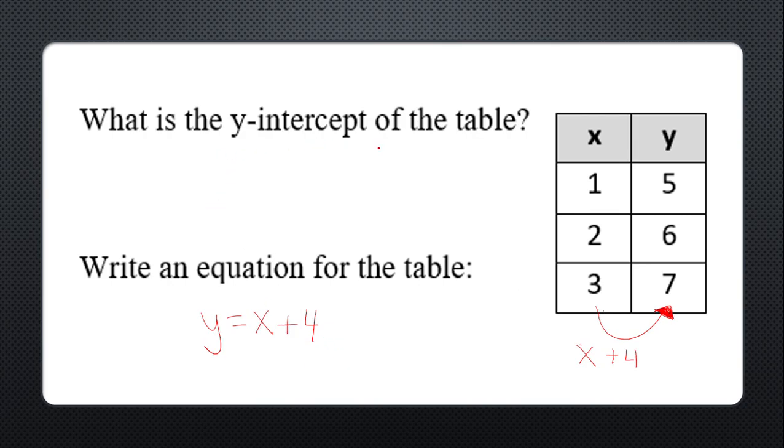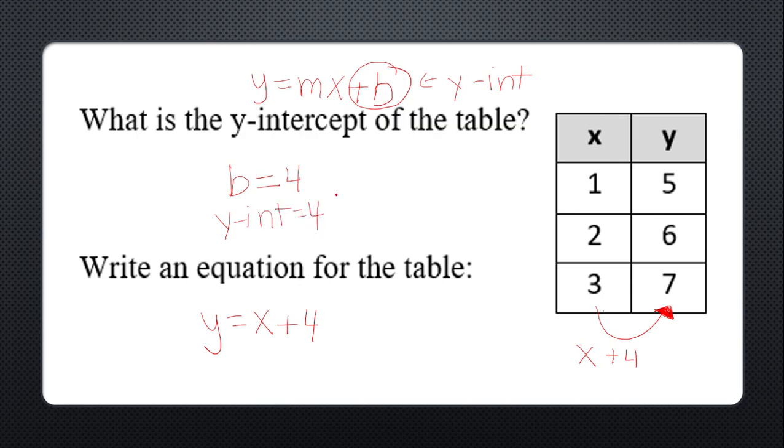For the y-intercept of the table, well, we learned in our part 1 series that if we look at this equation, our y-intercept always comes after the x, right? This is our y-intercept. So the y-intercept, which I'm going to represent as b, is 4. You don't have to write the b. You can also write y-int equals 4. You can just write the number 4. Or you can write it as an ordered pair as (0, 4).